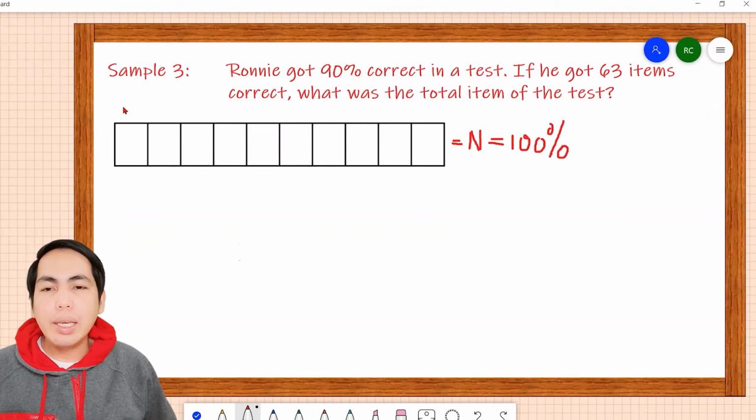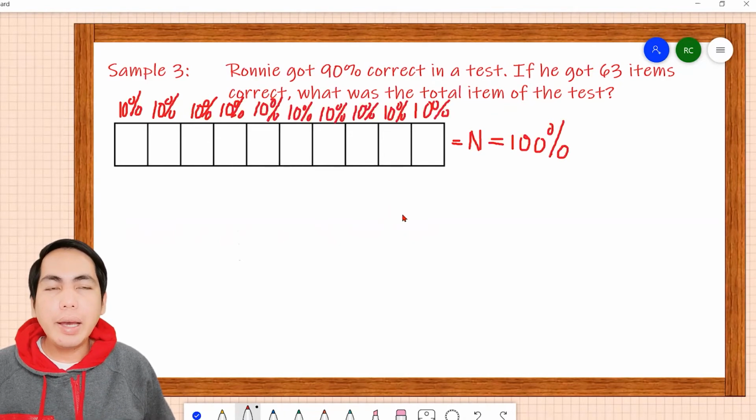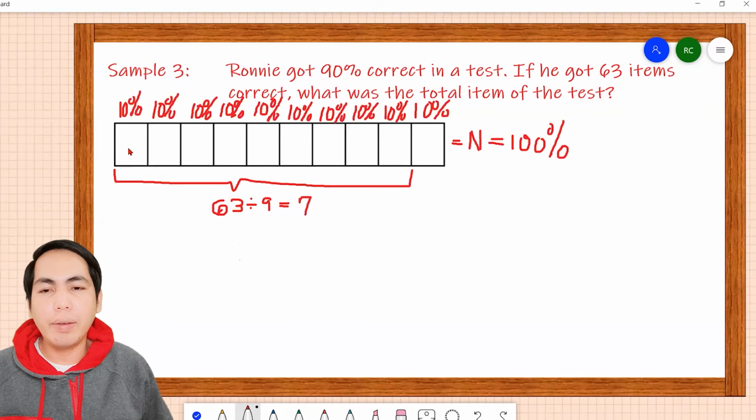We know that each unit is equivalent to 10%. Since there are 10 units, and these 10 units are equivalent to 100%. Therefore, each unit is 10%. The 90% is equivalent to 9 units. And these 9 units are equivalent to 63. So therefore, to get the value of each unit, we have to divide 63 by 9 to give us 7. So therefore, each unit is 7.